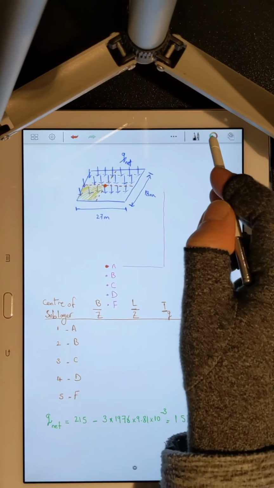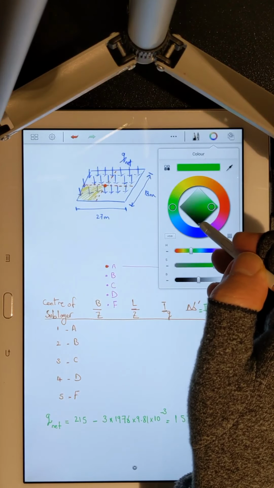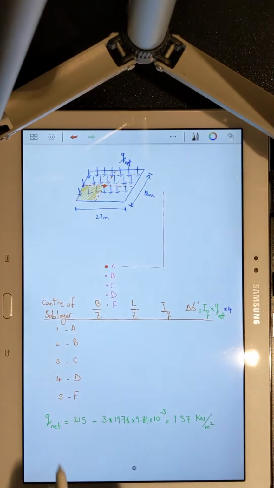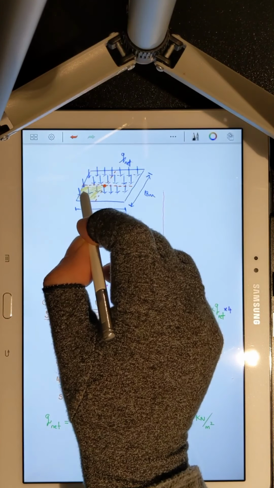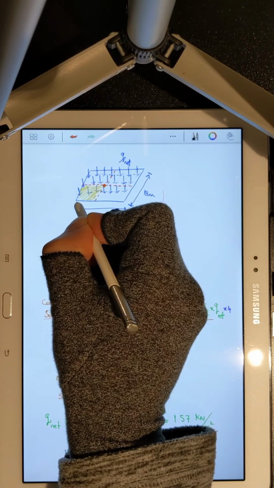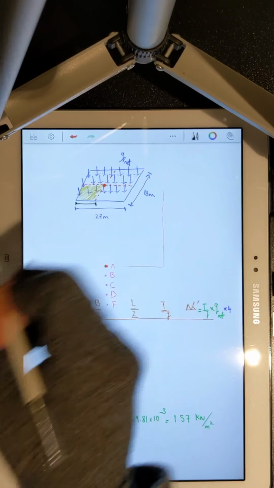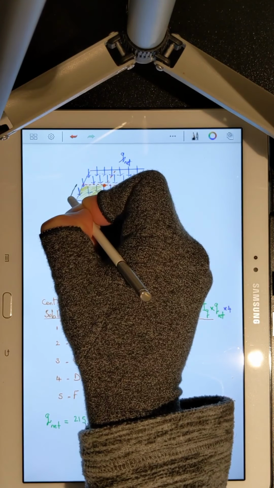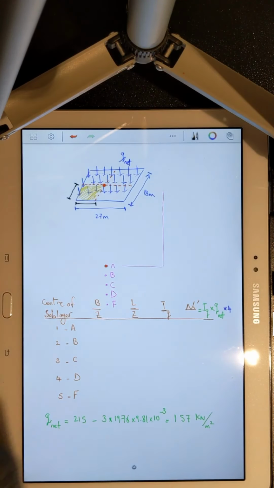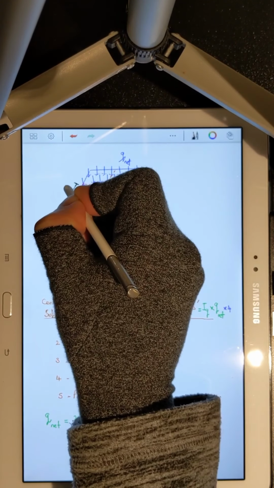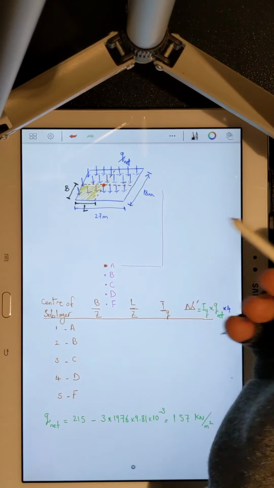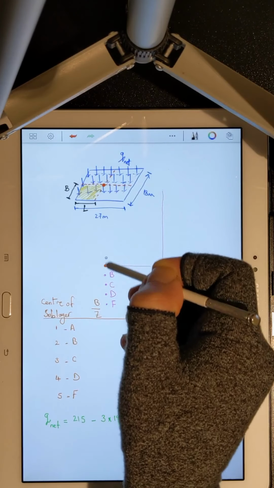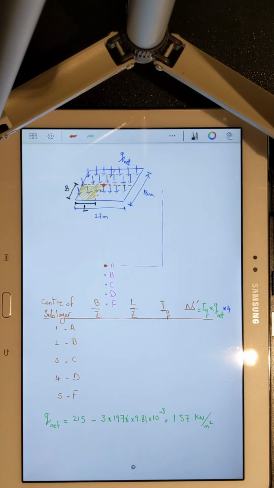Now let's look into our table. I'm going to make use of black color. B over Z. Mind you, I am making my analysis for each of these smaller sub areas. So my B is the width of the sub area, and my L is the length of the sub area. So L and B. I'm talking about sub areas. And Z is the distance between each of these points of interest and the bed of the foundation.